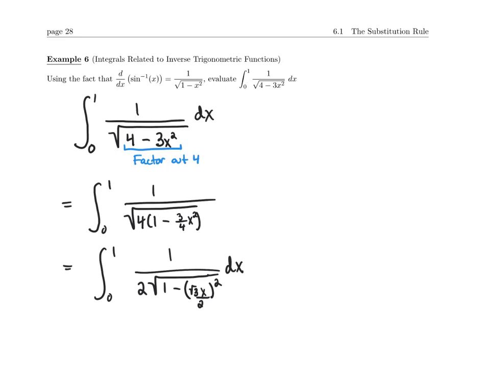So this is looking structurally very similar to this, with the difference being this term right here. In the original one, it's x. Here it's root 3 x over 2. That's actually what our u is going to be. So we are going to let u be root 3 x over 2. Then that means my du is root 3 over 2 dx.